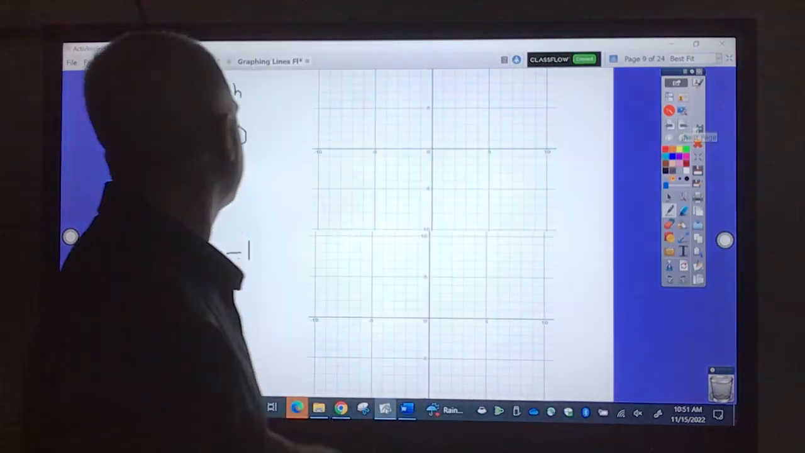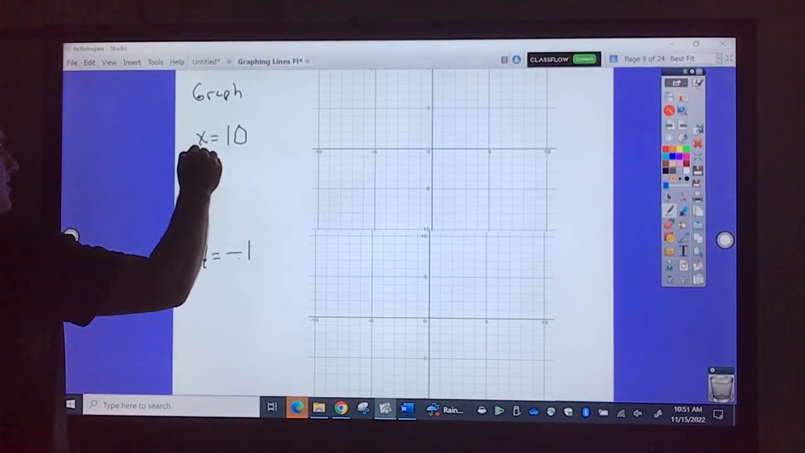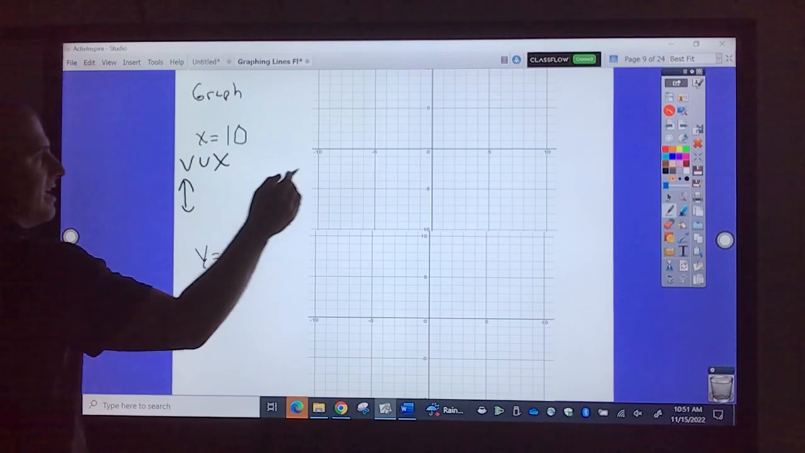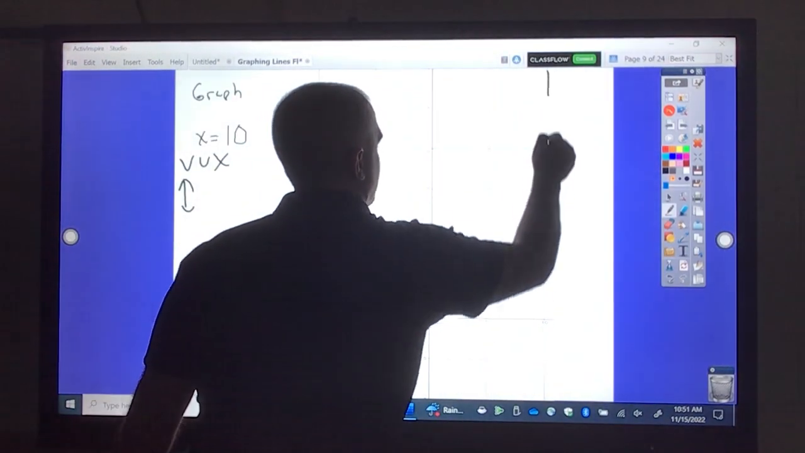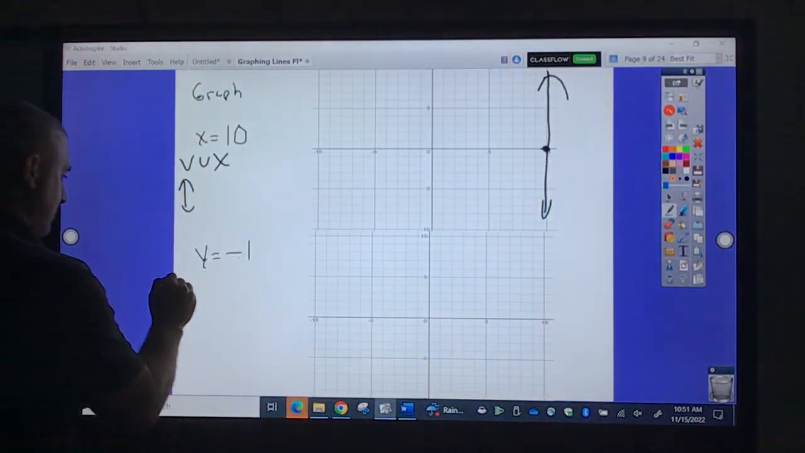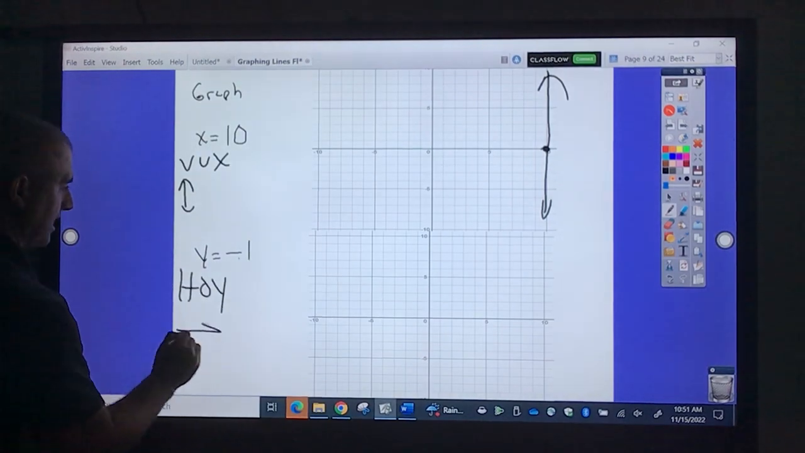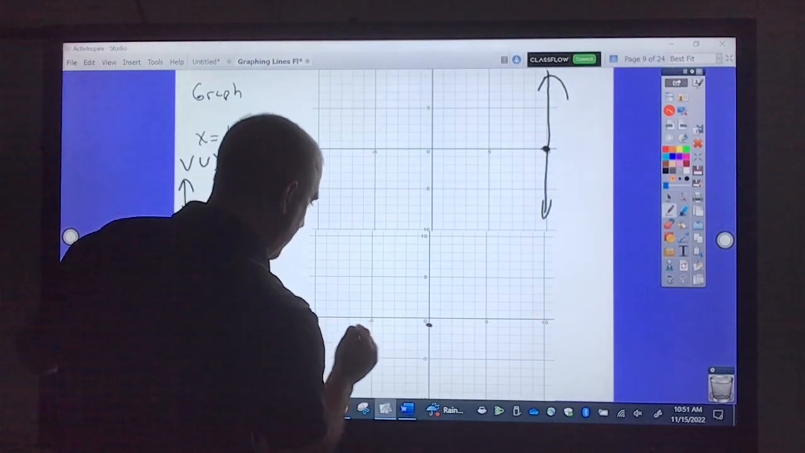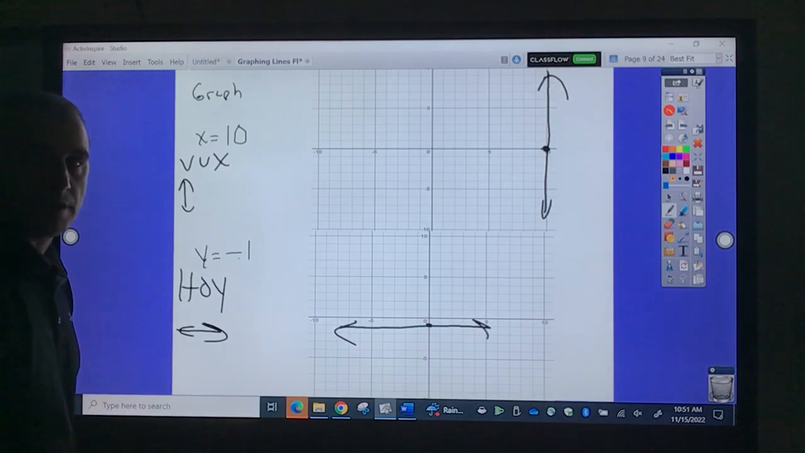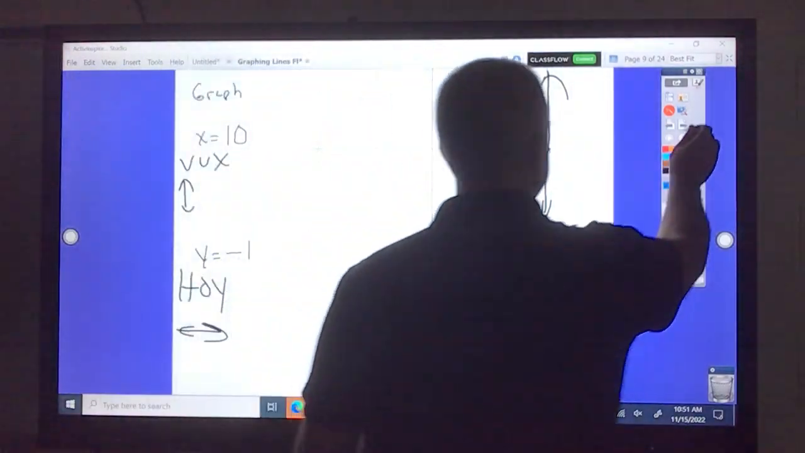All right, let's do another one. This is x equals, so that's a vertical line at x is 10. Boom, vertical line. This is a horizontal line at y is -1. Okay, that's simple.